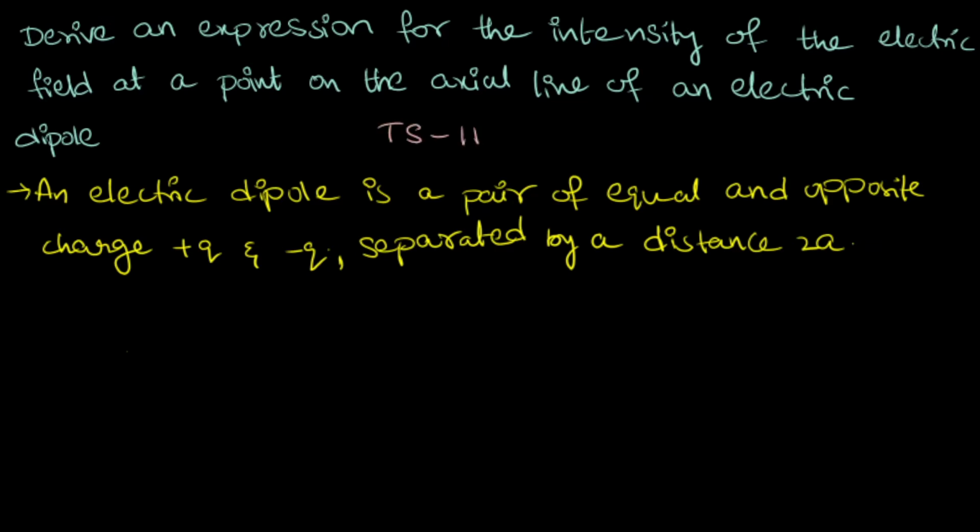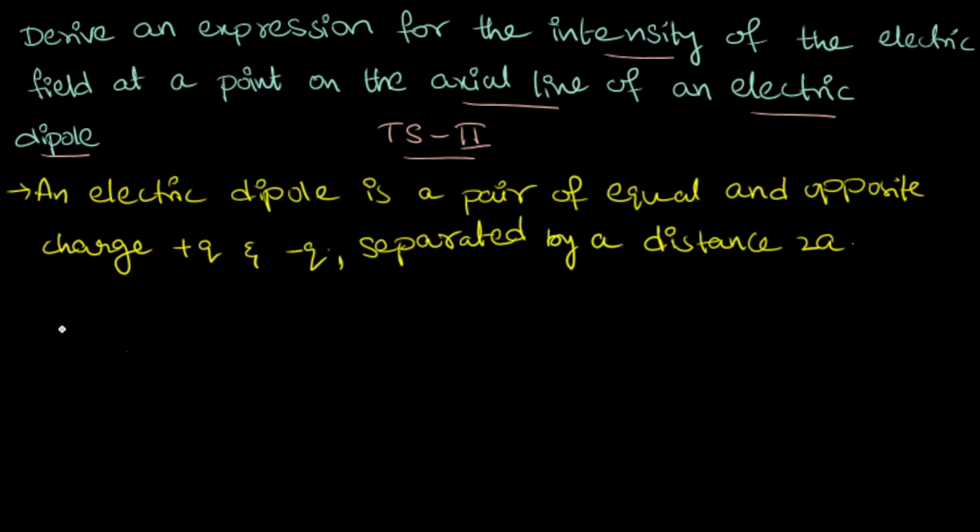Short answer question for your TS IPE second year physics examination, and the question is: derive an expression for the intensity of the electric field at a point on the axial line of an electric dipole. We have to find out the electric field on the axial line of the electric dipole.